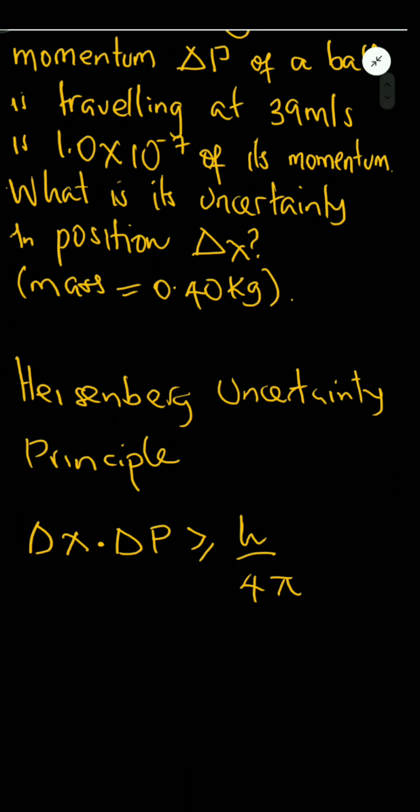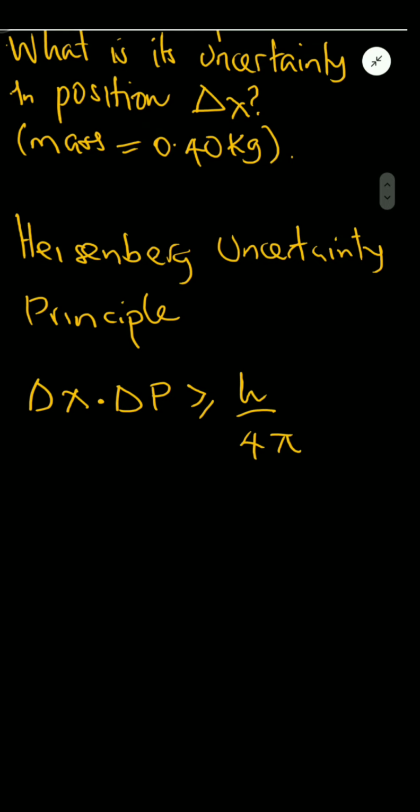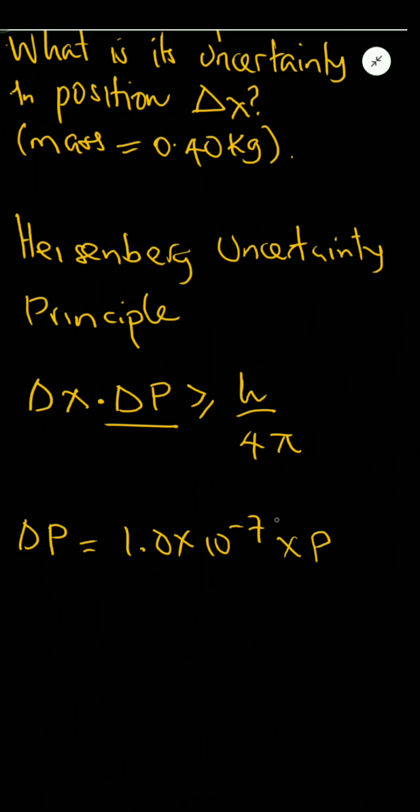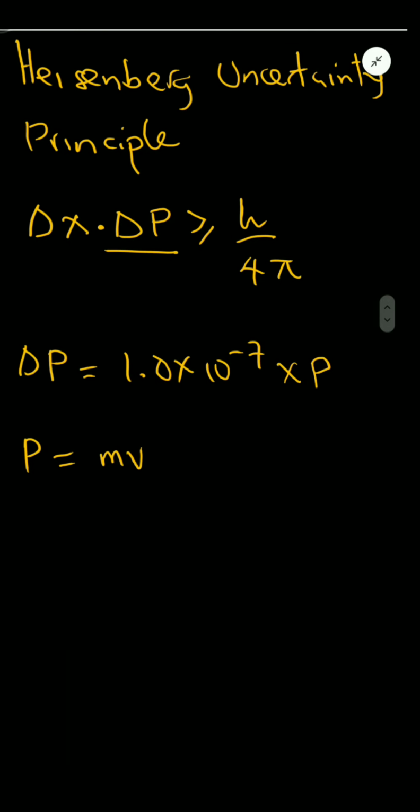Now let us first find the uncertainty in the momentum. Then from there we can see how to solve for the uncertainty in position. So the uncertainty in momentum is equal to the value we've been given, which is 1.00 times 10 to the power negative 7, multiplied by the momentum of the same object. Momentum is given as the product of the mass and the velocity. So momentum equals the mass, 0.40 as given in the question, times the speed, which is 39 meters per second.